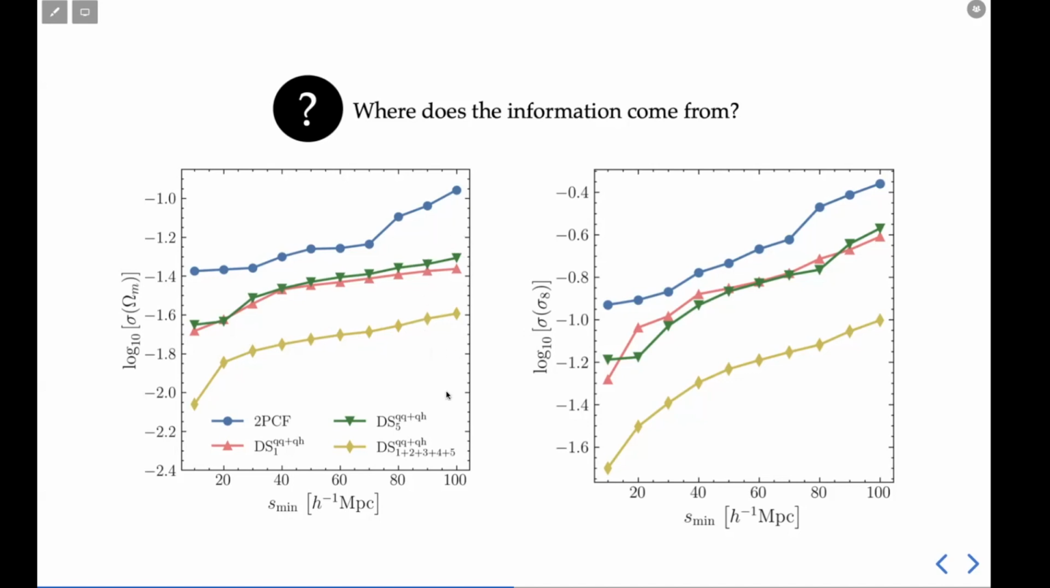What might sound a bit strange is why the constraints are so much better on large scales. So I told you earlier that the density field on large scales is pretty much Gaussian. So shouldn't the two-point correlation function be optimal for a Gaussian density field? Well, it's a bit trickier than that, the comparison.